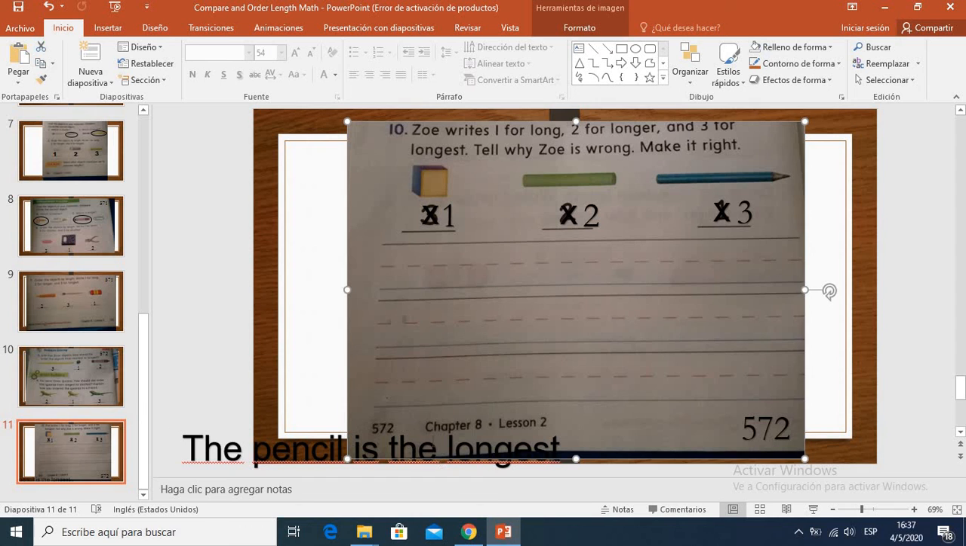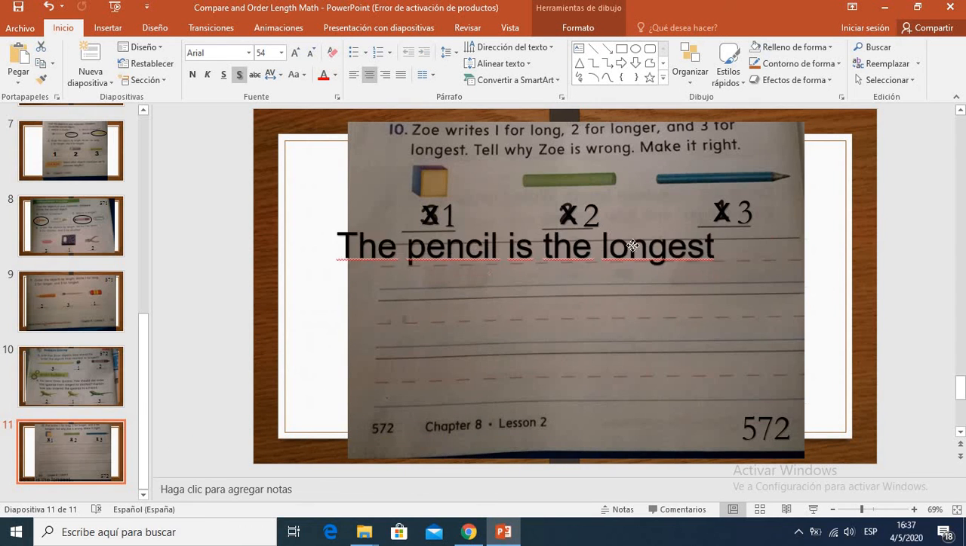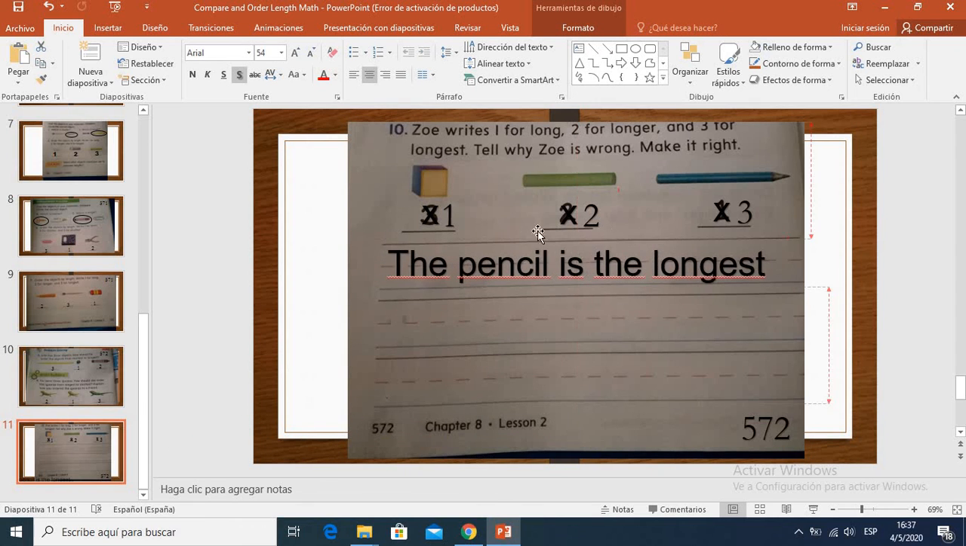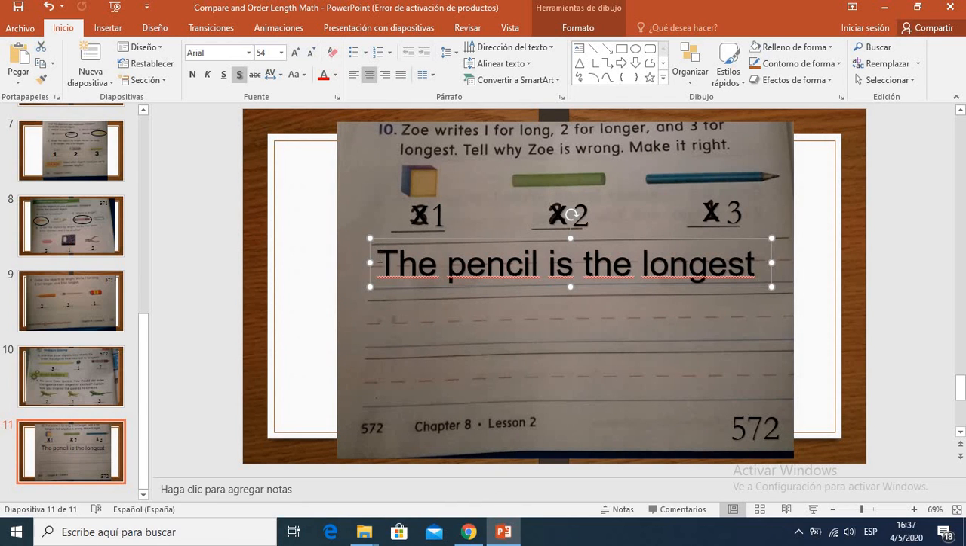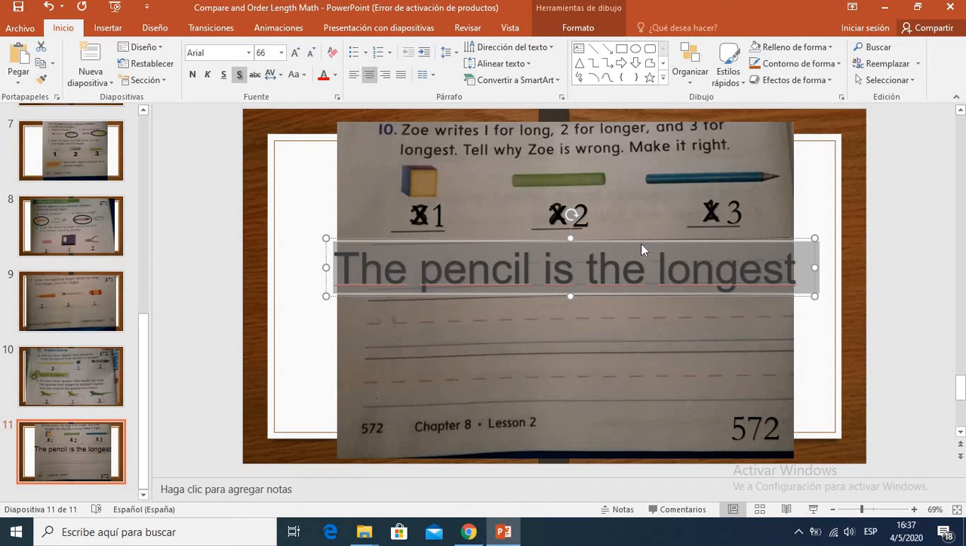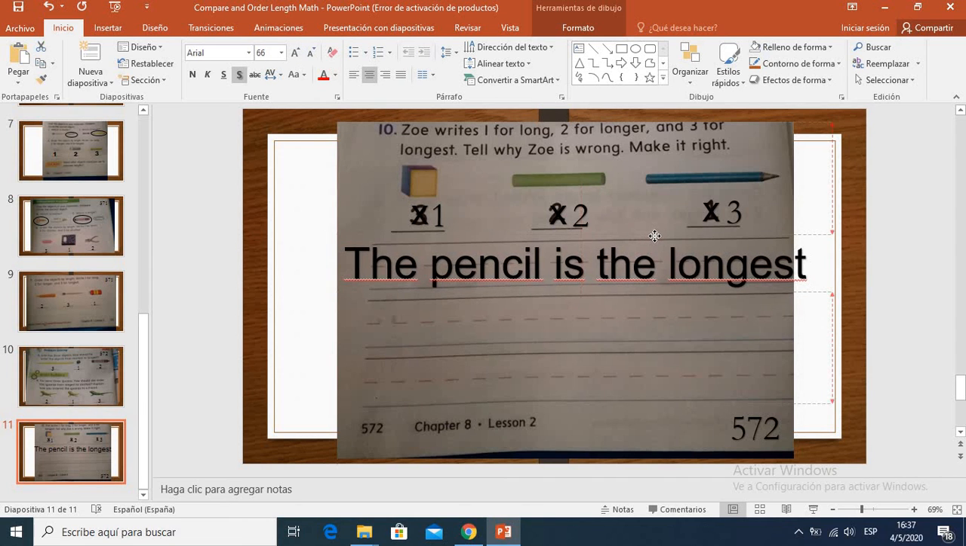Now, why is Zoe wrong? Okay, we're going to write only one sentence. The pencil is longest. Try to write this sentence on the line, okay? The pencil is the longest. That's what you need to write on the line.